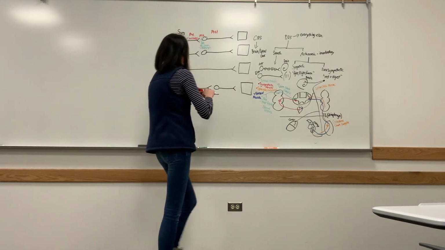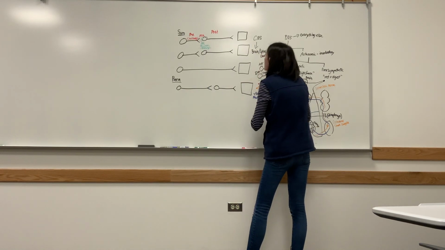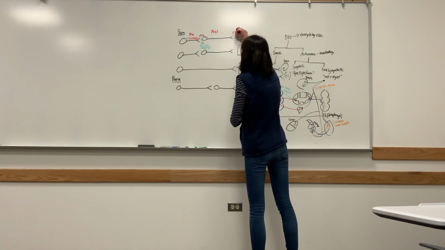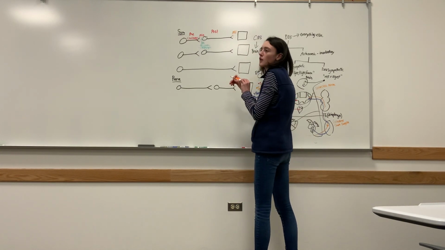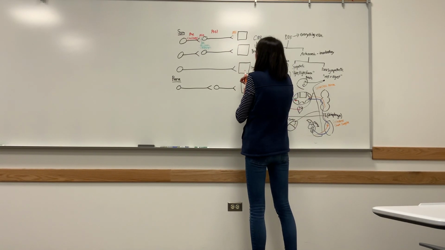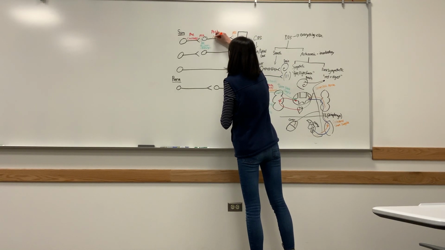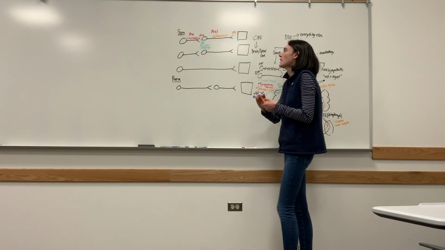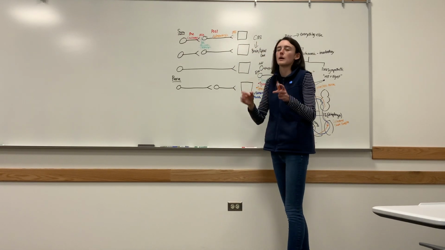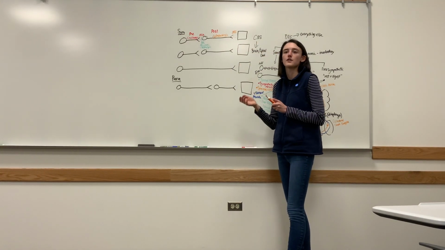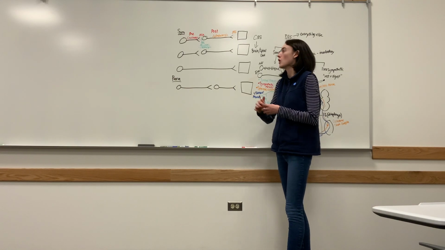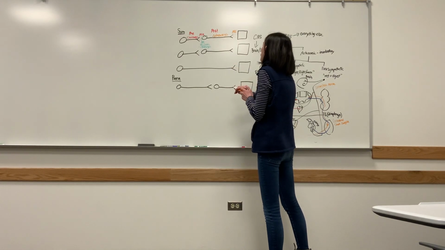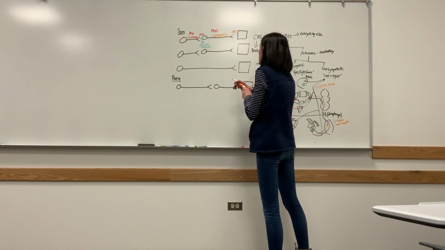And then for this side, actually let me use a different color. For this side, this neuron will produce norepinephrine, and that is going to be known as an adrenergic neuron. So an adrenergic neuron is going to be any neuron that produces norepinephrine, epinephrine, or dopamine. So all those neurotransmitters are called catecholamines, and it will produce any one of those. In this case, it will produce norepinephrine.